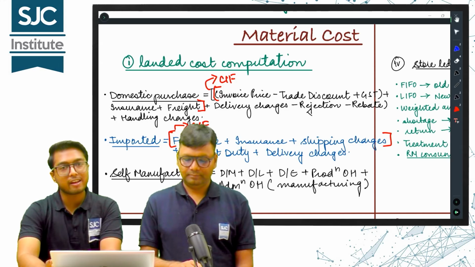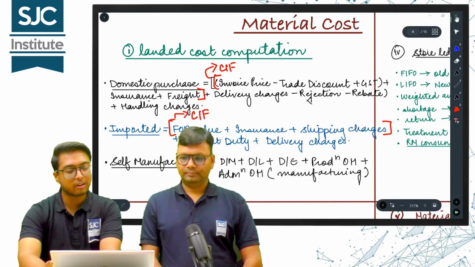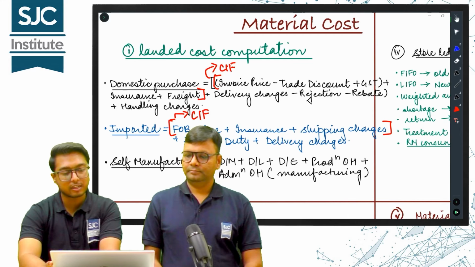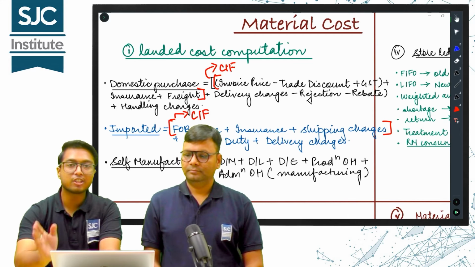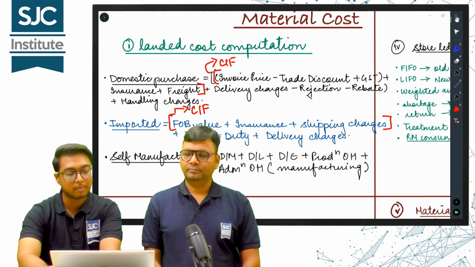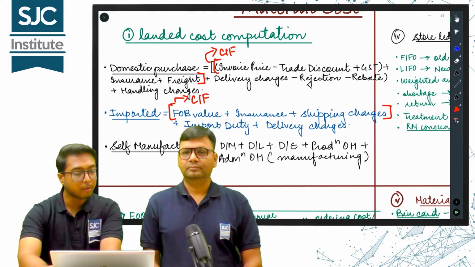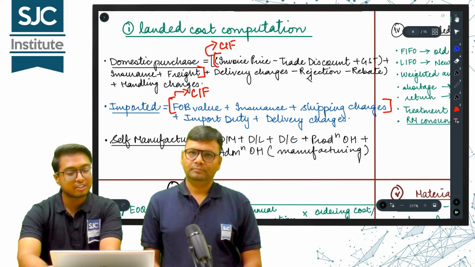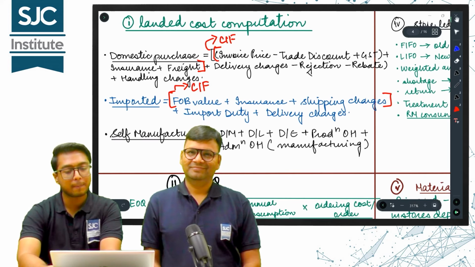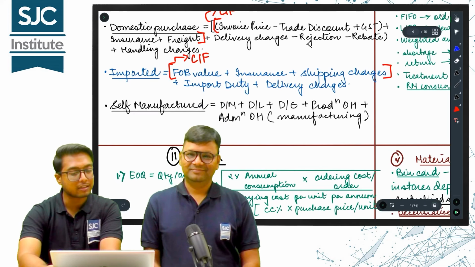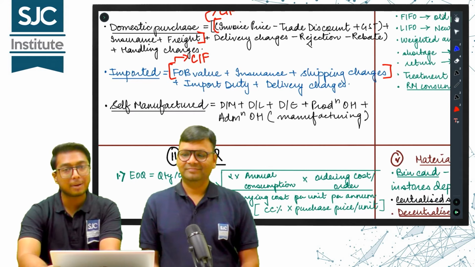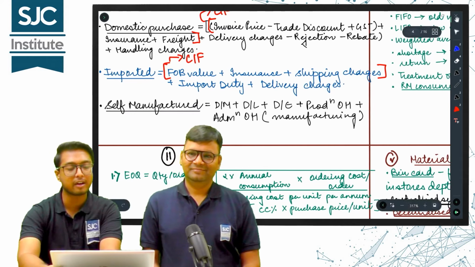Now let's begin with material cost. Landed cost computation. Domestic purchases: invoice price minus trade discount plus GST plus insurance plus freight, which is also known as CIF, plus delivery charges minus rejection minus rebate plus handling charges. For imported: FOB value plus insurance plus shipping charges, which is also known as CIF, plus import duty plus delivery charges. Self-manufactured: direct material, direct labor, direct expenses, production overhead plus administration overhead, manufacturing related.